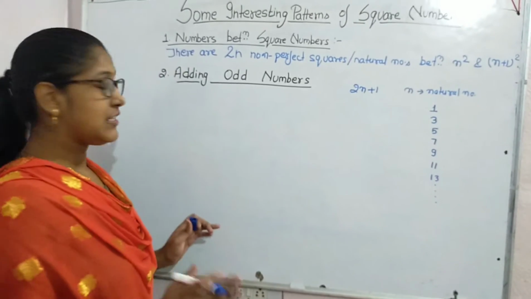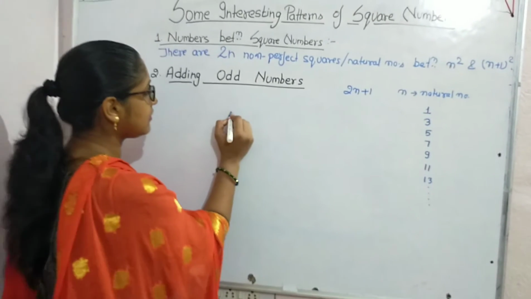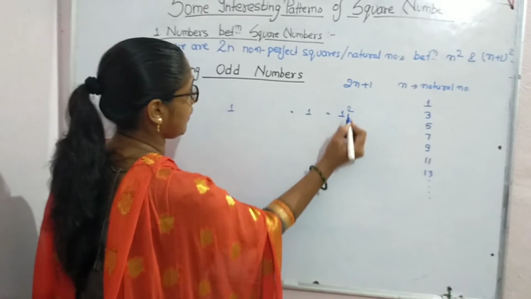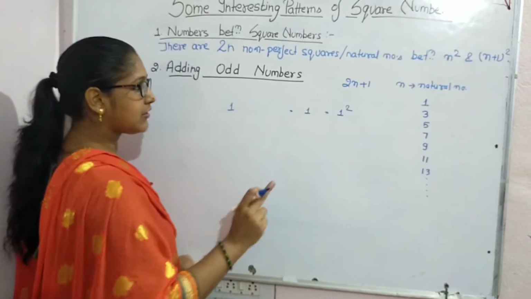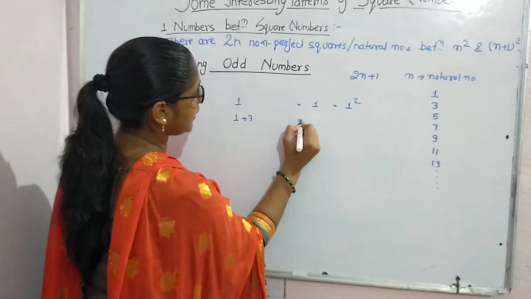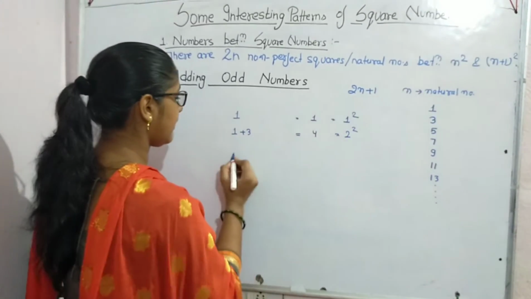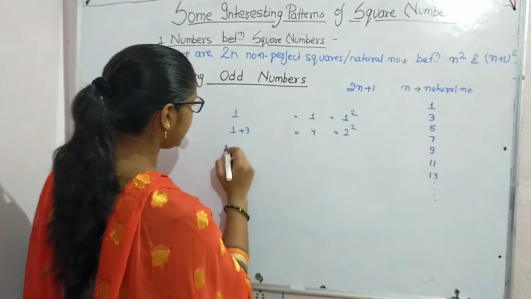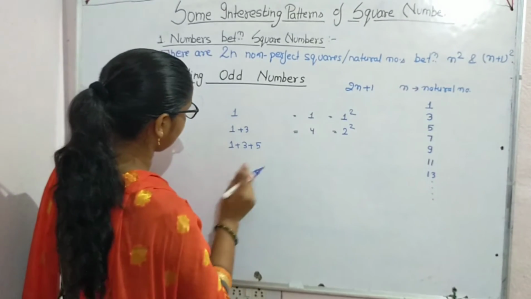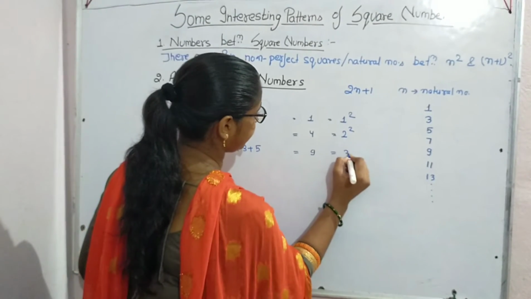So we see what happens when we add our odd numbers. First odd number is 1. So it can be written as 1 equal to 1 square. First two odd numbers are 1 and 3. So when we add first and second, we get 4 and 4 is the square of 2. Next, the first 3 odd numbers added, we get 1 plus 3 plus 5 is equal to 9. It is the square of 3.